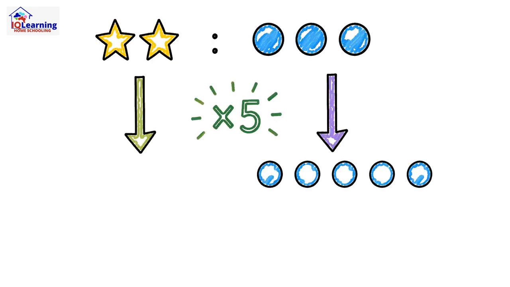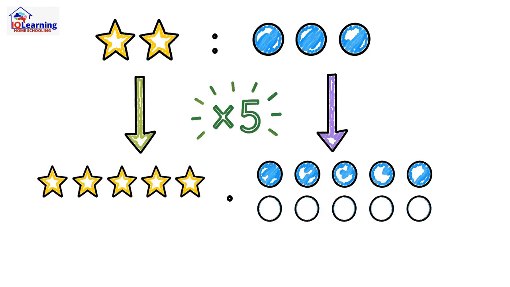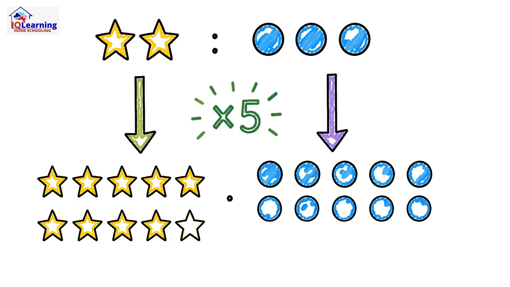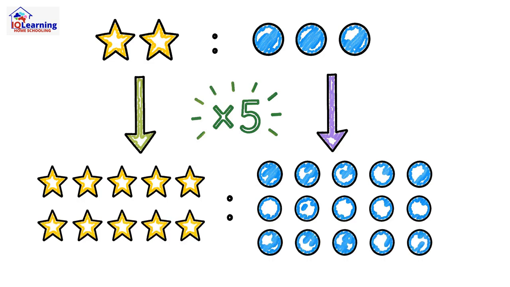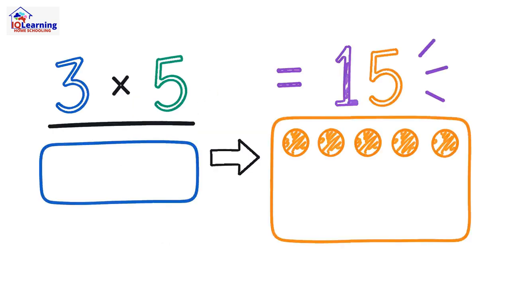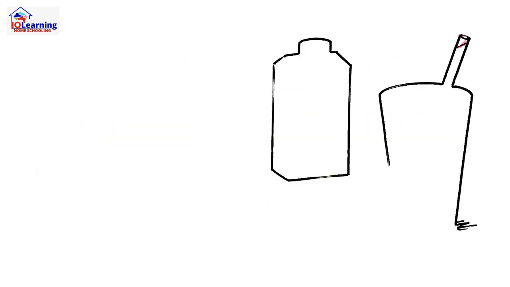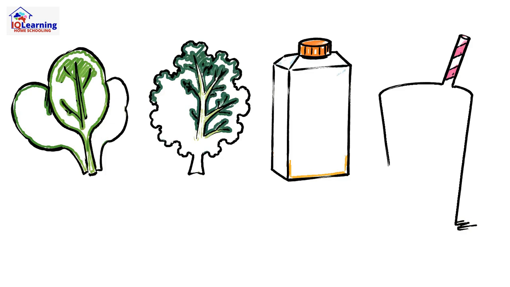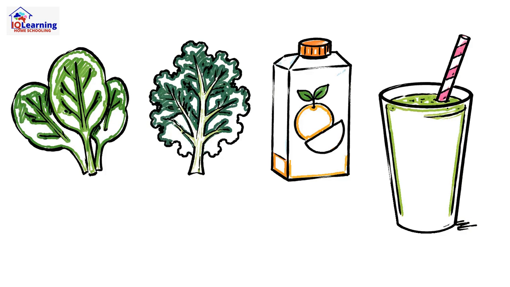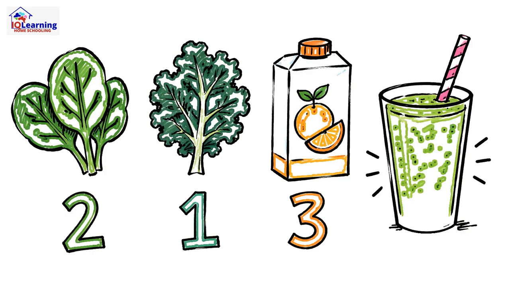Well, you went from 2 stars to 10 by multiplying by 5. To keep the ratio the same, you must do the same to the other side. 3 times 5 is 15. You need 15 circles. This works for more than 2 items too. A smoothie might be 2 parts spinach to 1 part kale to 3 parts juice.